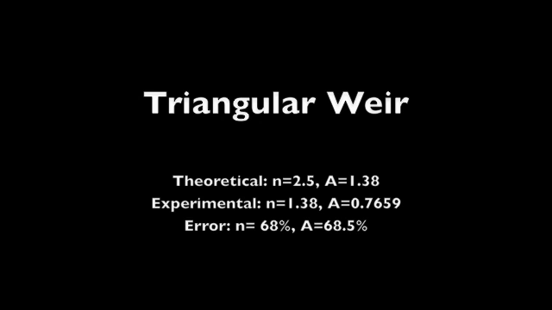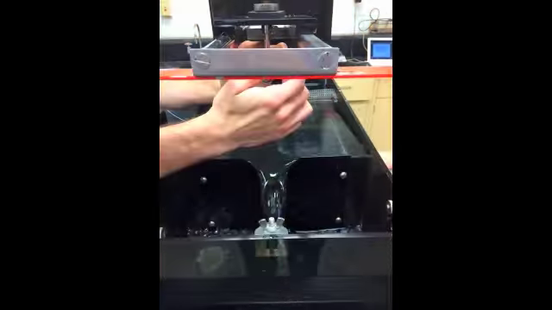To reduce the error, the experiment could be performed again on a larger scale. Also, there was an error associated in calculating the discharge using a bucket and stopwatch method. Longer time intervals in which the water would have been collected would help to reduce this error.